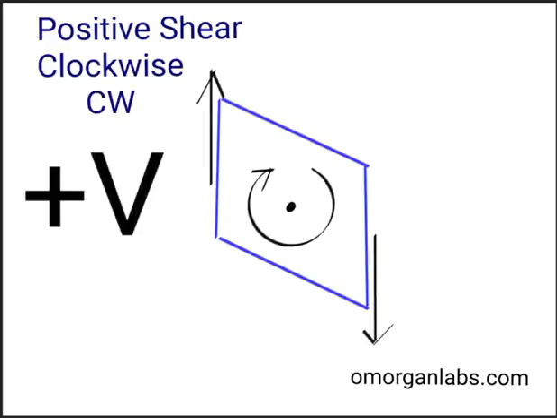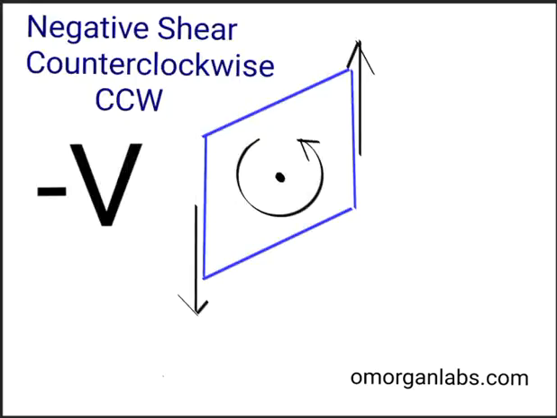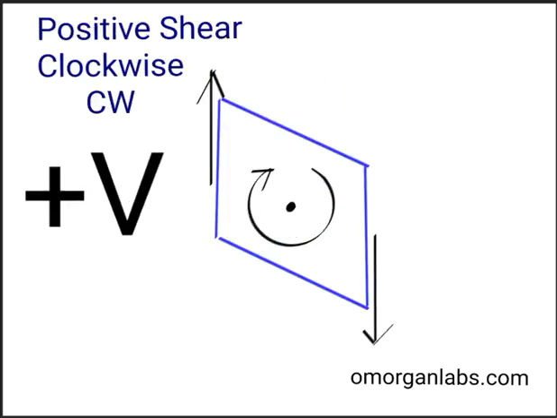And if we flip it, if the forces were going in the other direction, we would have a positive shear. So if the shear forces want to rotate the little element in a clockwise direction, that's positive shear. Okay, so we have our definitions for positive shear and negative shear. Now let's talk about moments.